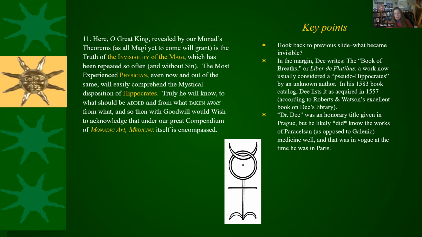He has books of Paracelsus in his library, and the ideas of contraries that are part of Paracelsian medicine really match with what he's saying here about what should be added and what should be taken away. And also when Dee was lecturing in Paris with those aphorisms he refers to often, Paracelsian medicine was in vogue in Paris.